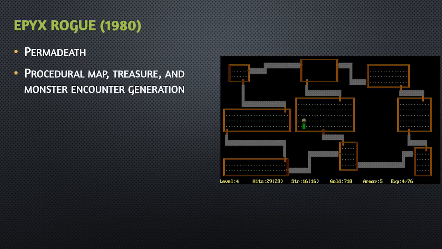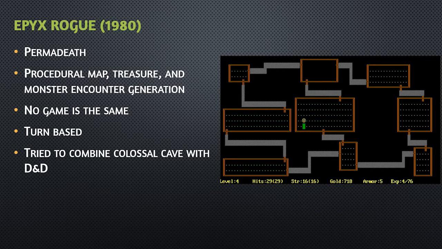The second thing is procedural map, treasure, and monster encounter generation. Like, which rooms have which monsters? I don't know. Even if I'm the designer, I can't tell you. And so this has influenced a lot of game design now. So no game is the same. It's turn-based. Right? So very different from Space Invaders, right? So you are making decisions, and when you move, then the monsters move. Then you can move again, then the monsters move.